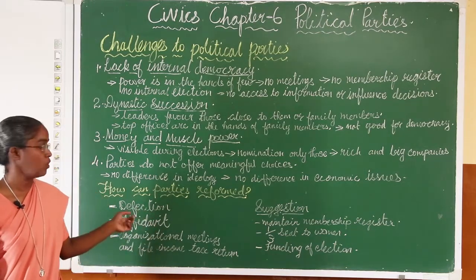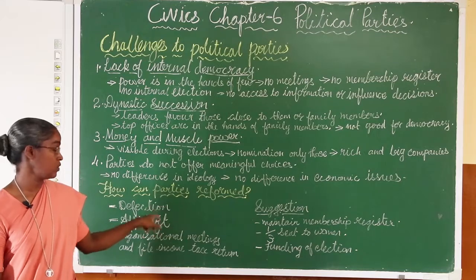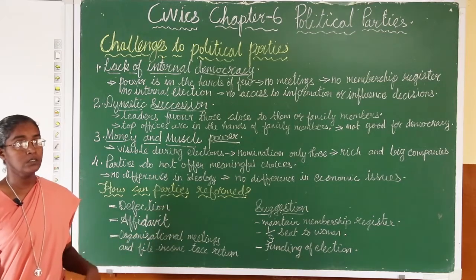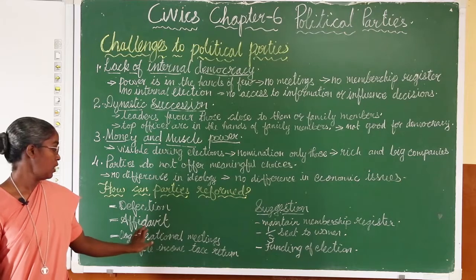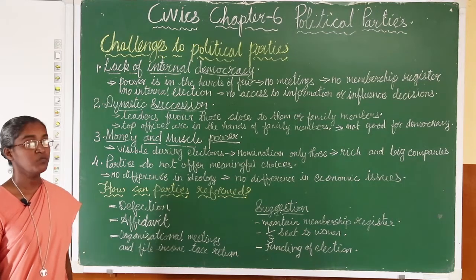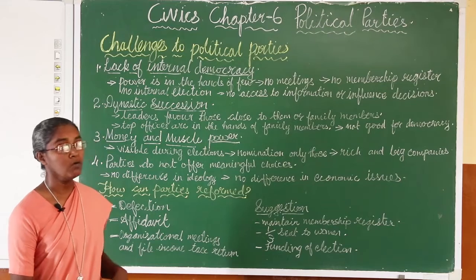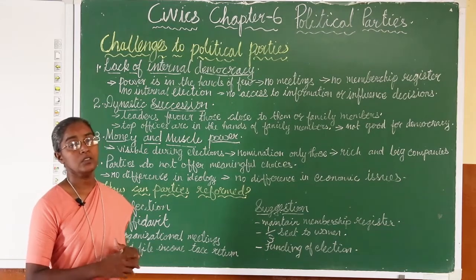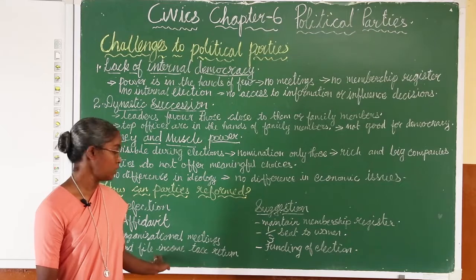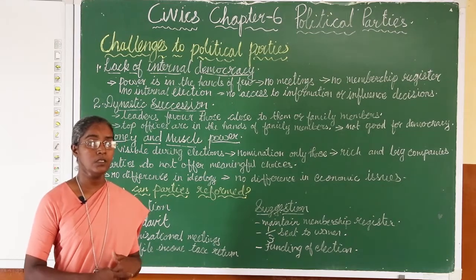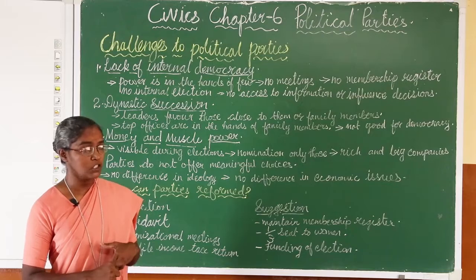First one is that a constitutional amendment is made to check the defection. And second one is the Supreme Court has put forward that any candidate should first file an affidavit. And third one is they should have organizational meetings. Any parties should have organizational meetings, and they should discuss and decide things. And also it is compulsory that they file income tax return. And some suggestions are there.